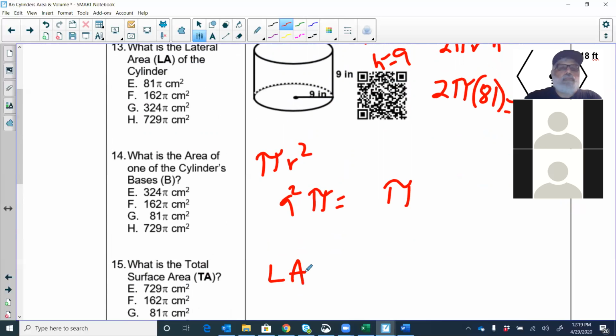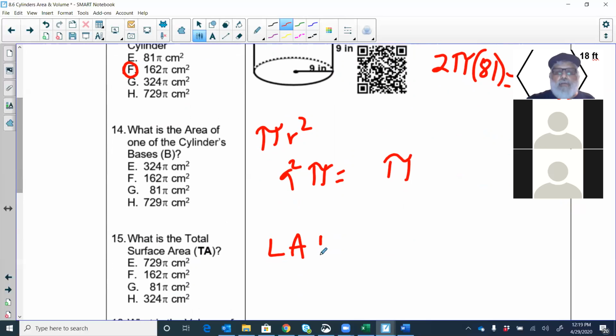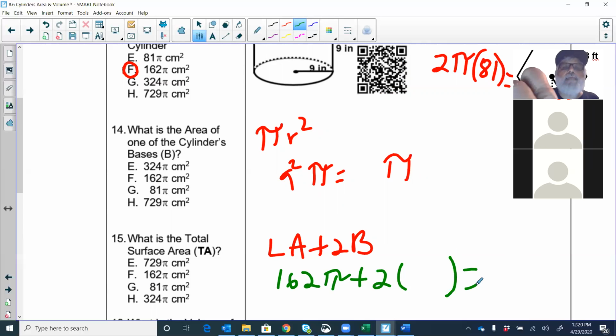$162. Okay, and then you got the 162. Now you're going to find the area of the base. Is it 9? Well, it's going to be 9 squared. Okay. Yep. So that 81 goes in there.